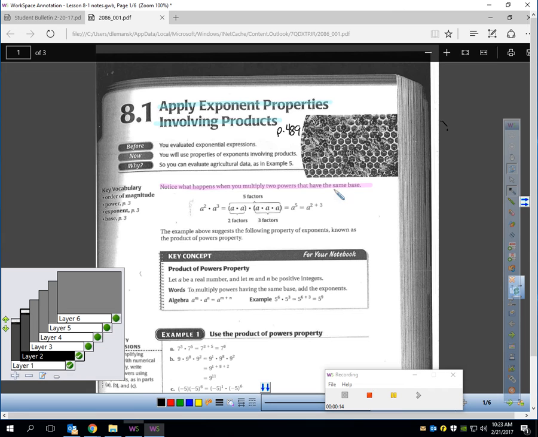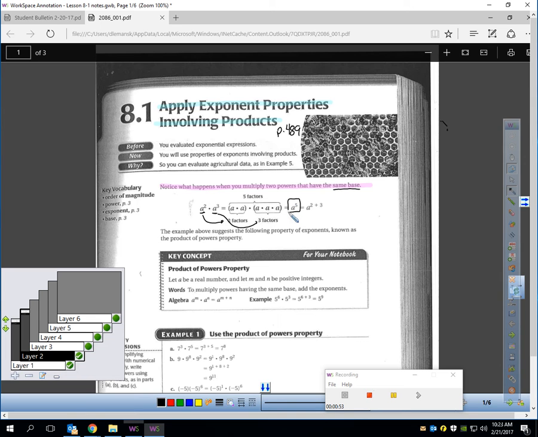Now, I'm going to underline same base. You notice we're multiplying two powers that have the same base, a squared times a cubed. Now, a squared, remember, means we have two factors of a, and a cubed means we have three factors of a, and you notice if we write these out, we really have five factors of a, which means we have a to the fifth. A squared times a to the third is a to the fifth.